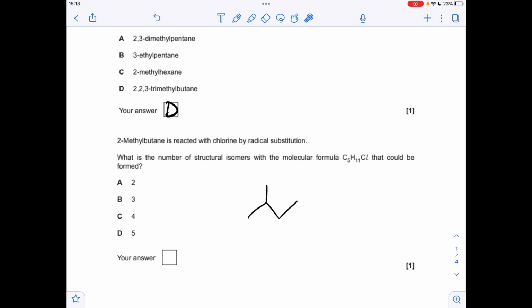Next one, 2-methylbutane, which there's the skeletal formula for it there, is reacted with chlorine by radical substitution. How many structural isomers with that molecular formula could you make? So it's obviously mono substitution taking place. 1 hydrogen's come off, 1 chlorine's gone on. So the chlorine could go on these 2 carbons and they would be equivalent. The chlorine could go on here, so there's another one. It could go on here or it could go on here. So the answer was 4, so C.